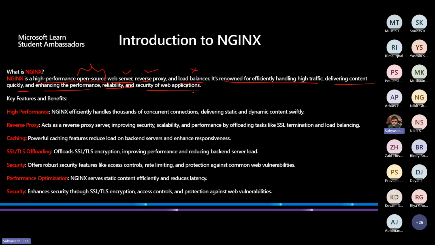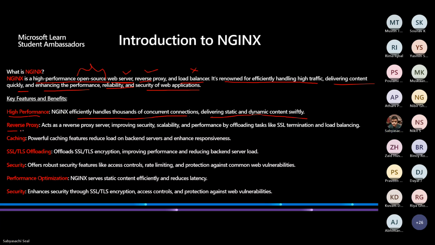So let's talk about why we use Nginx. So of course, firstly, high performance. Nginx is literally one of the best web servers that is available right now. It is being used in the industry for, I guess, the last 10 years. And Nginx efficiently handles thousands of concurrent connections, delivering static and dynamic content swiftly. That means it literally reroutes your traffic very efficiently.